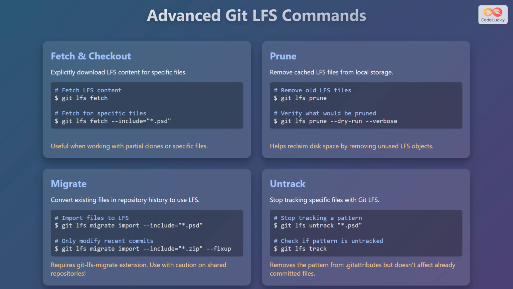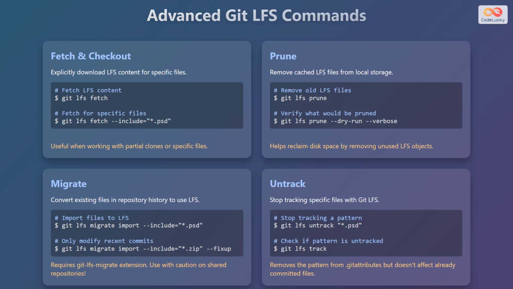The second command is git lfs prune. This command removes cached LFS files from local storage. Use the command git lfs prune to remove old LFS files, and use the command git lfs prune --dry-run --verbose to verify what would be pruned. This helps to reclaim disk space by removing unused LFS objects.